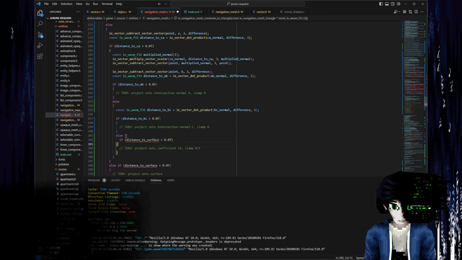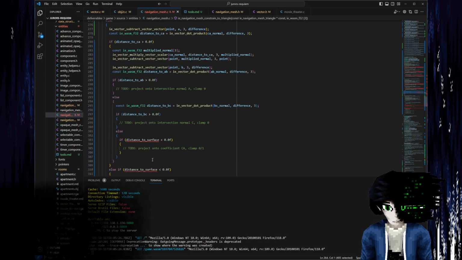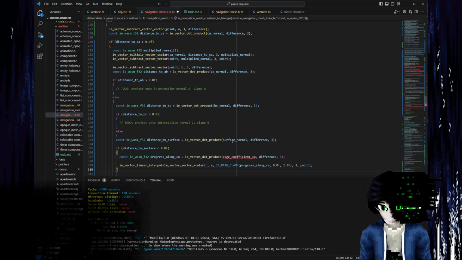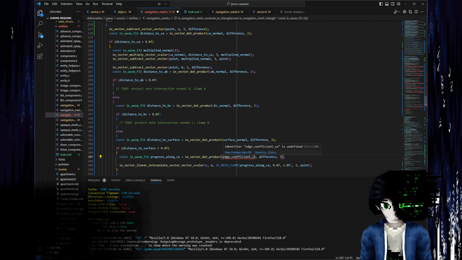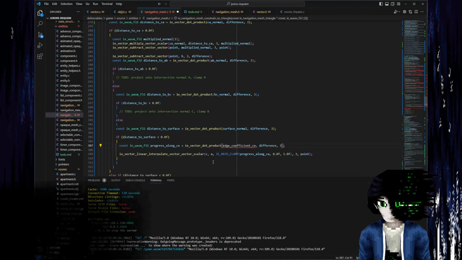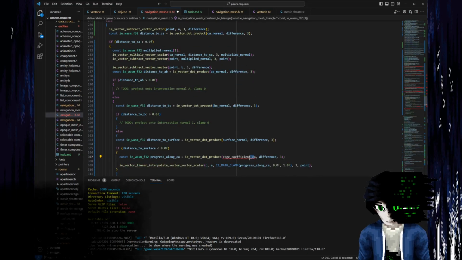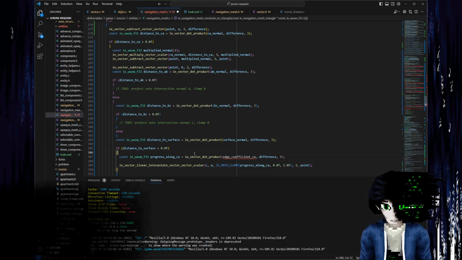Just need the distance to the surface here. This one's dead easy, so we can stick this one straight in here. Surface normal difference, and what's the difference here? That is point B, so let's check here. Run this CA, so that's actually wrong. No, that is right. I think. Hang on. No, it's not. It needs to be point C, I think.